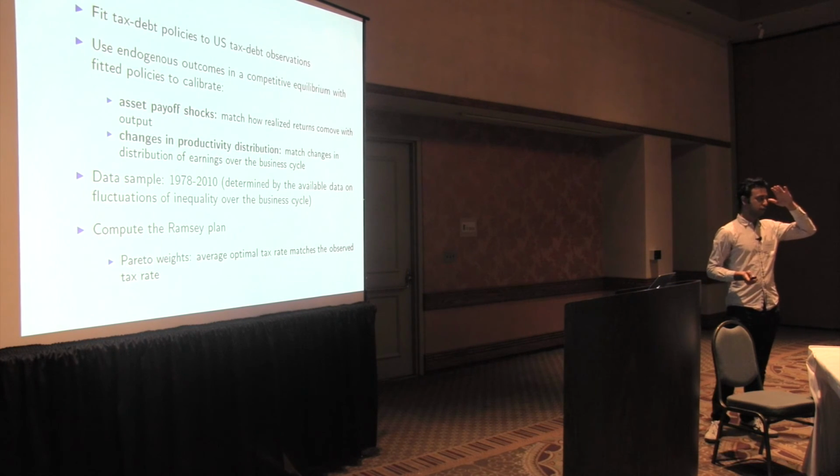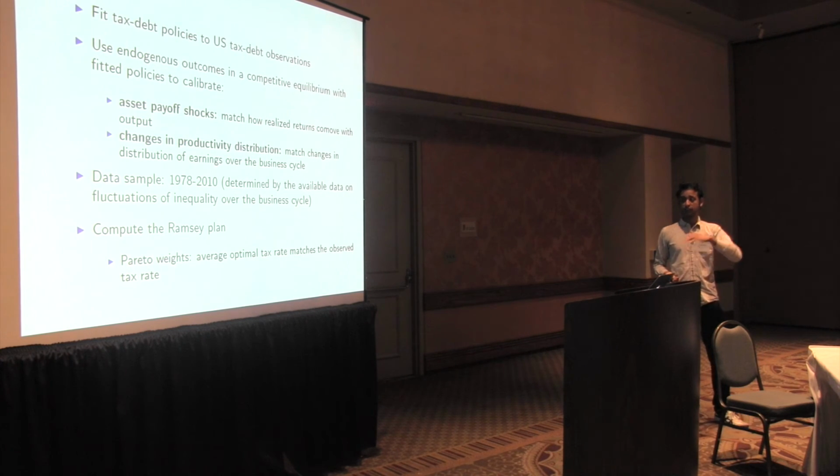On average, the optimal tax rate has the same distortions as what we see in data. The difference is going to be how you respond to shocks. So this is about responses and not about what the average tax rate is. By construction, we'll have the average tax rate equal to what it is in the data.